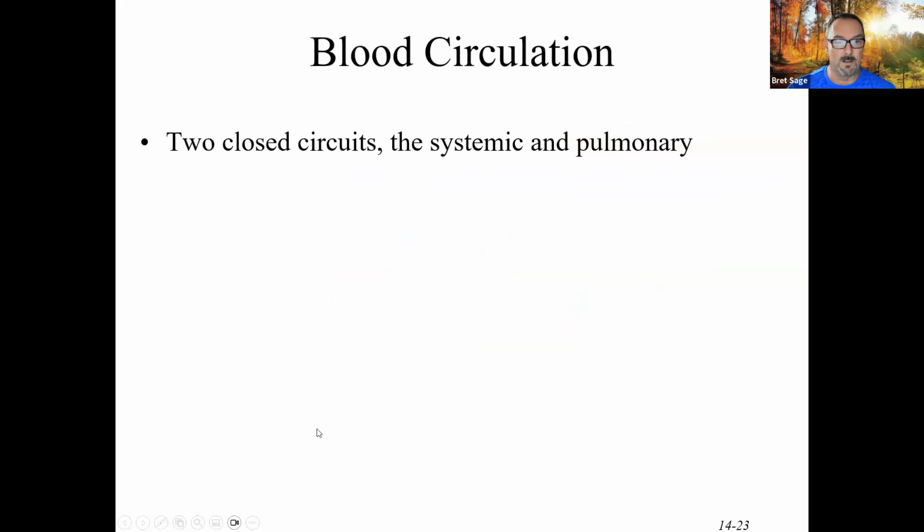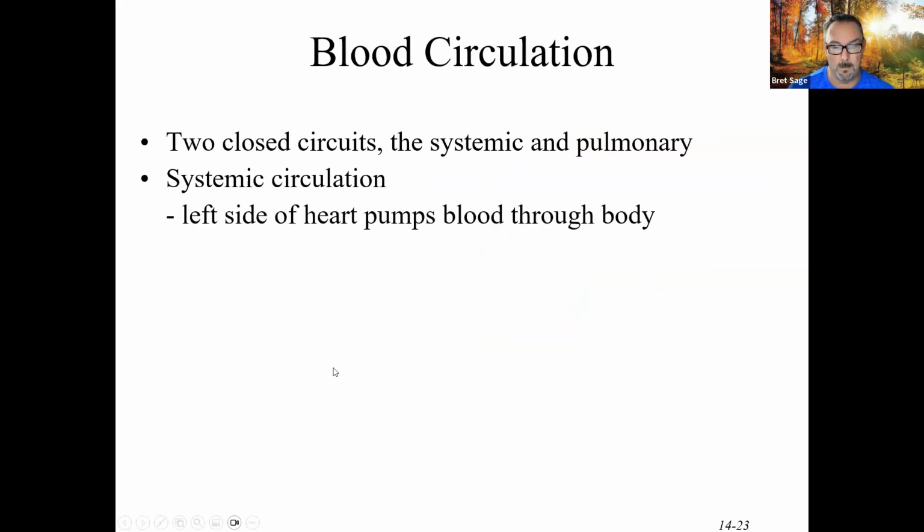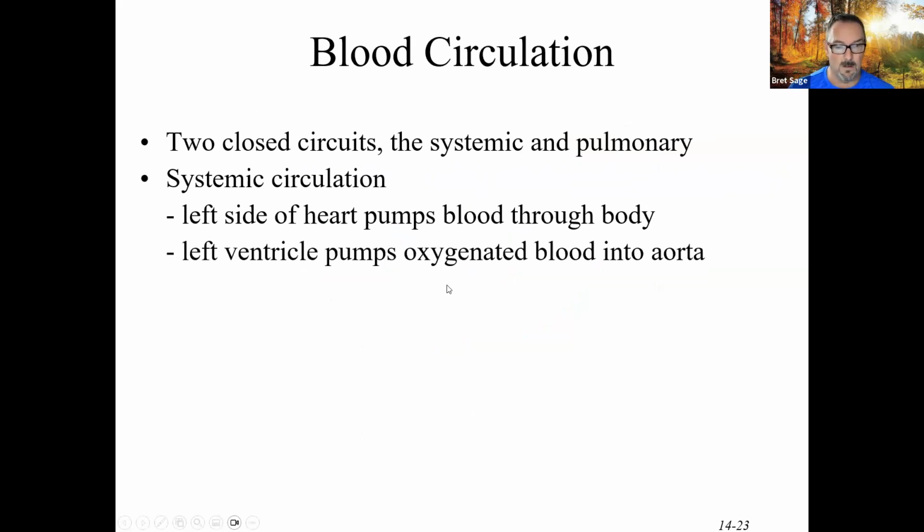A little bit more about blood circulation. It is considered a closed circuit, and there are 2 of them. One is systemic and one is pulmonary, and I've mentioned these a little bit so far. In systemic circulation, the left side of the heart pumps blood throughout the body. This would be oxygenated blood. The left ventricle pumps oxygenated blood into the aorta.